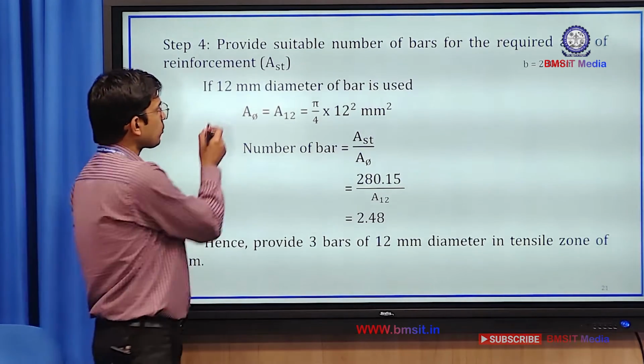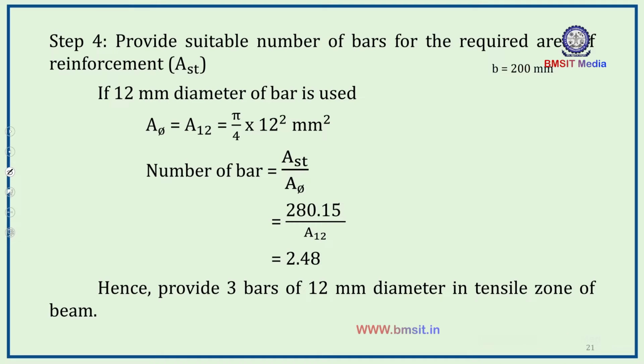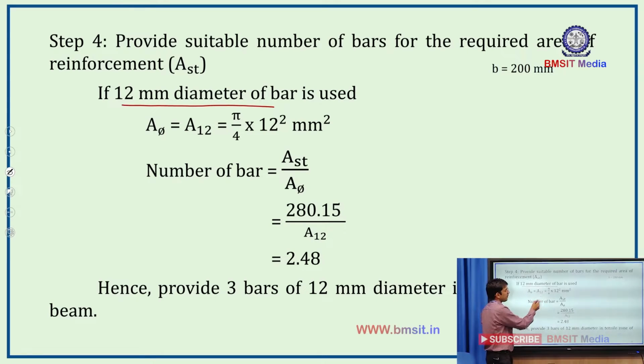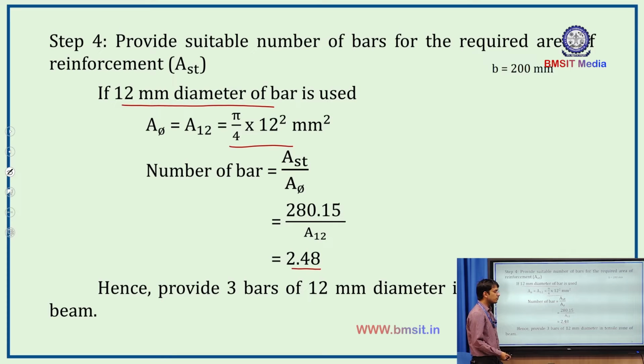If I am using the 12 mm diameter bar, then in that case A phi equals pi by 4 of 12 mm square, and then number of bars is AST by A phi, so I can easily say 2.48 bars. So I have to provide 3 bars of 12 mm diameter. So this is the end of the question.